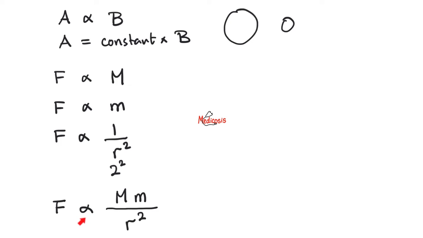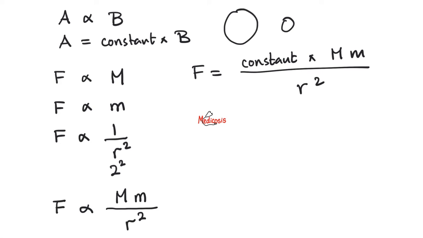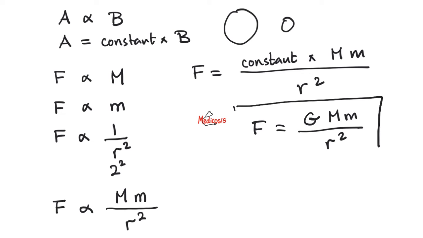Okay, what if I want to remove this proportional sign and replace it with equal? You have to replace it with equal constant multiplied by this, which means that the attraction force equals a constant, whatever that constant might be, multiplied by big M, small m, over radius squared. Since we're talking about the gravitational attraction, the gravity of the Earth attracting the Moon and the gravity of the Moon trying to attract the Earth, why don't we call this the universal gravitational constant? And therefore F equals G times big M, small m over the distance between them squared. And this is where you get your formula from.